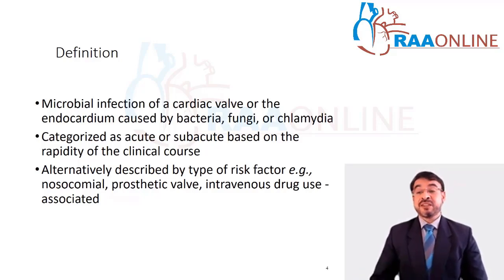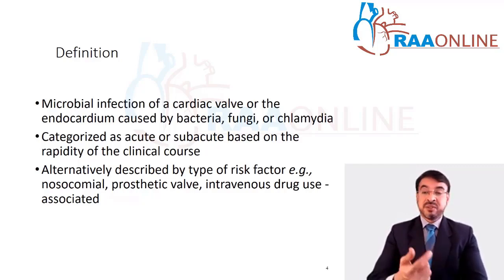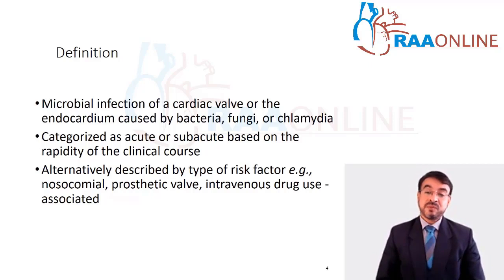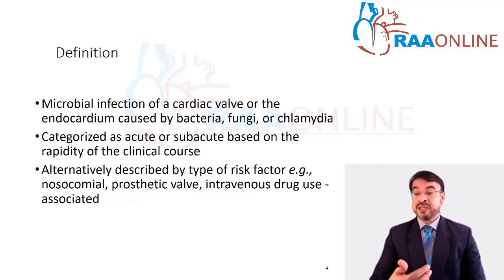Alternatively, some books describe this in terms of risk factors. It could be nosocomial: when a patient is admitted to the hospital and gets a hospital-related infection, or due to prosthetic valves, which I will discuss in the next session, or due to intravenous drug use. Intravenous drug users usually use the same syringe. They sit together as a group and inject a drug using the same syringe and needle because they have already diluted it. This can cause an infection, and it can also cause a thrombus or bacteremia to form and affect the heart valves.